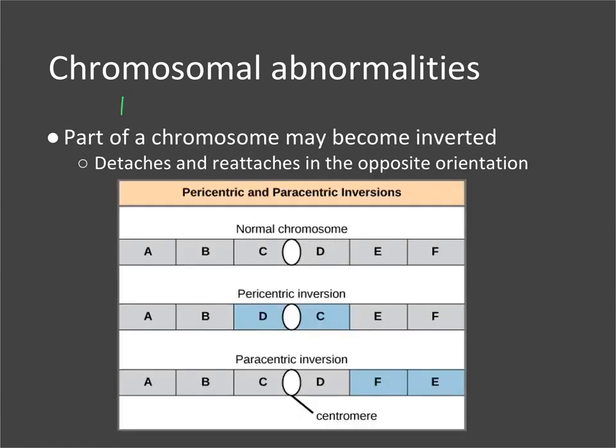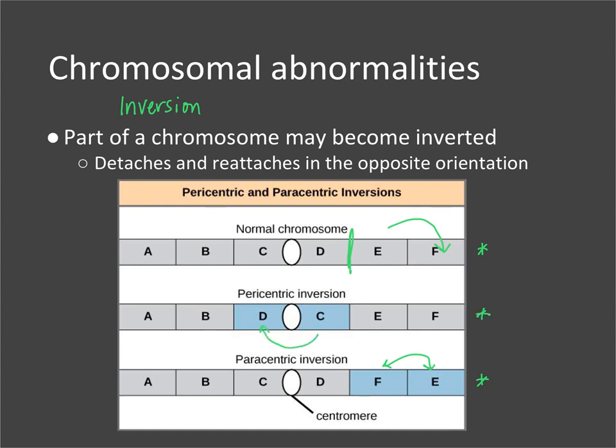So let's first talk about this condition known as an inversion. And what happens with an inversion is that part of a chromosome breaks off, the information flips itself, and then it reattaches. So we can see here at the top we have this normal chromosome in which we have genes A, B, C, D, E, and F. Now if we look at this third option down here, we can see that F and E traded places with each other. So basically what happened is that the end of the chromosome here broke off, it flipped around, and then reattached.